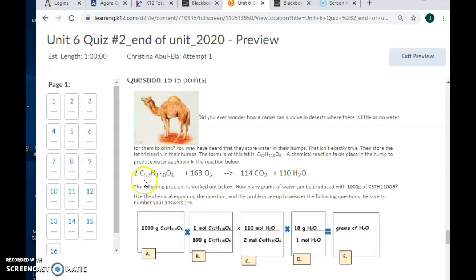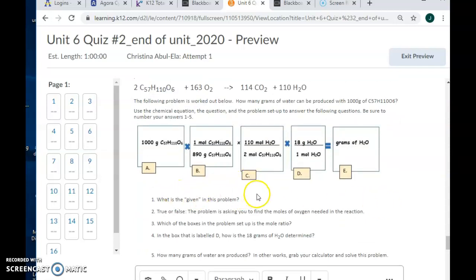We have 2 C57H110O6 plus 163 O2 yields 114 CO2 and 110 H2O. The following problem is worked out below. How many grams of water can be produced with 1,000 grams of C57H110O6? Use the chemical equation, the question, and the problem setup to answer the following questions. Be sure to show your answer for all numbers 1 through 5.